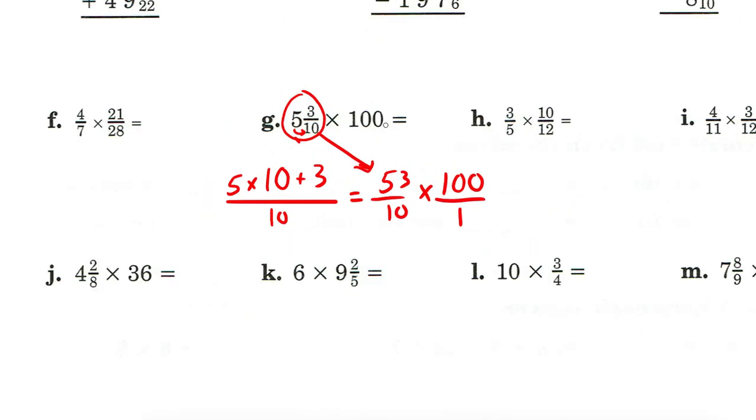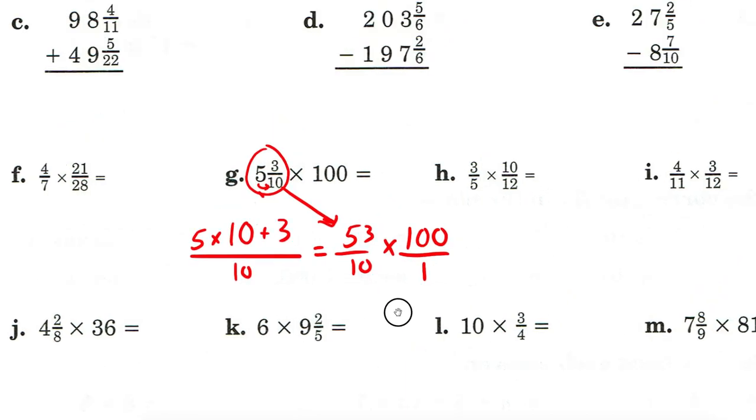So remember, to change a mixed number to an improper fraction, just multiply the whole number times the denominator and add the numerator. Then keep the denominator the same.